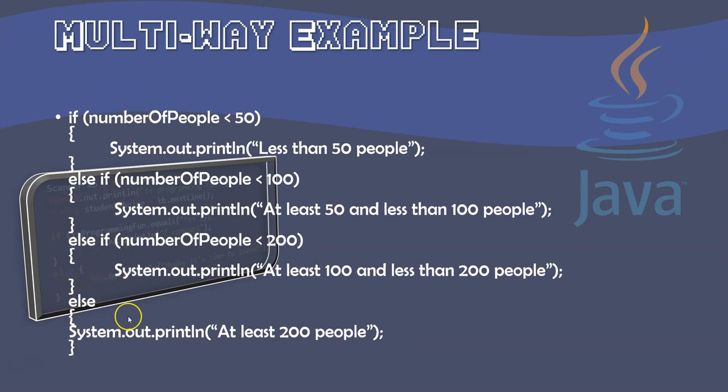Now, notice else still doesn't have any Boolean expression. It still doesn't have anything to test. But else-if does have that. So, again, it's going to be very similar to an if. You're just adding an else-if.